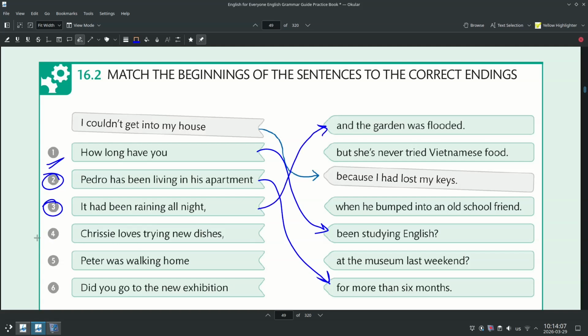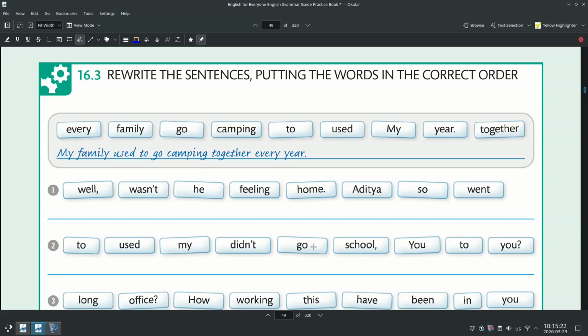Number 4. Chrissy loves trying new dishes, but she's never tried Vietnamese food. Number 5. Peter was walking home when he bumped into an old school friend. Number 6. Did you go to the new exhibition at the museum last weekend? Rewrite the sentences, putting the words in the correct order.